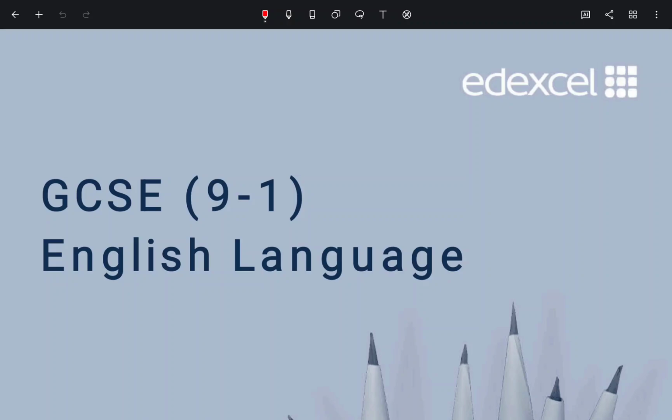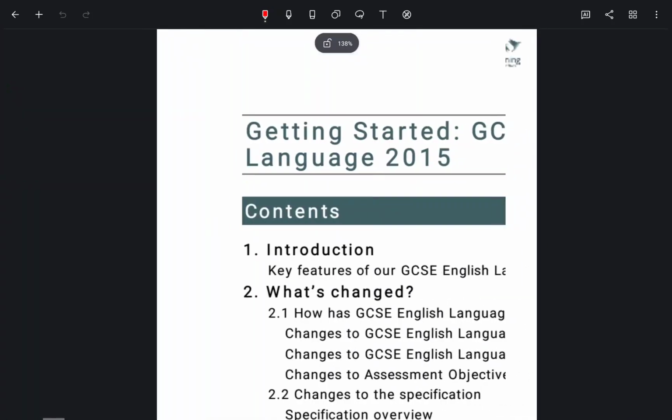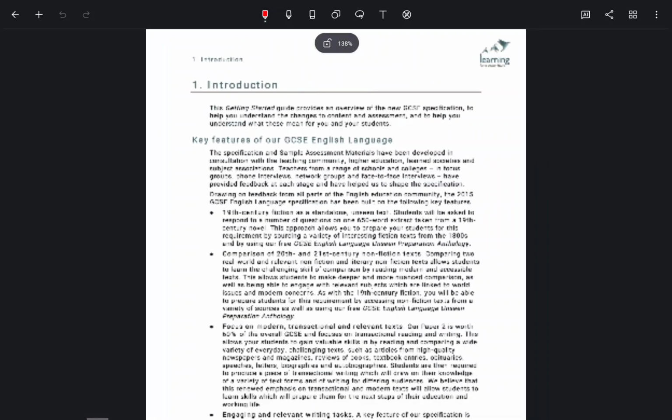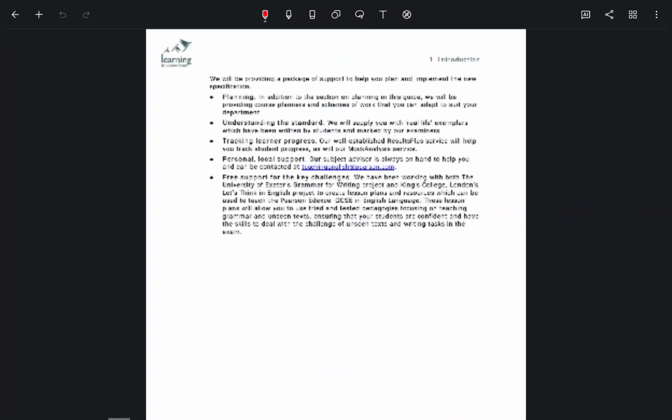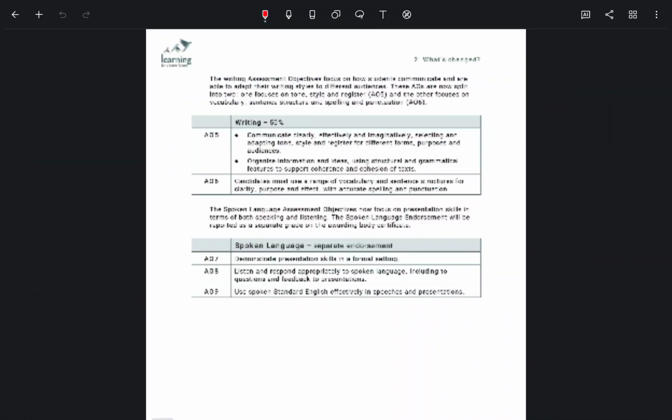We're going to look at the English language paper 2, which you will all be sitting very soon, and also provide some top tips on how to prepare for this exam. Now if I scroll through the slides, I just wanted to go over some key information for your exam and also talk about it in further detail.